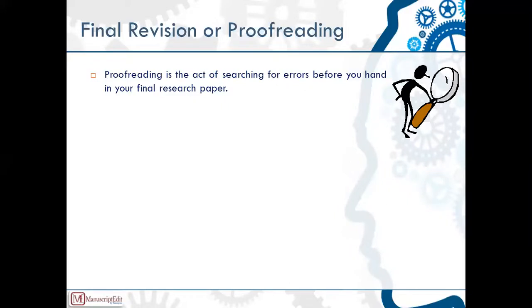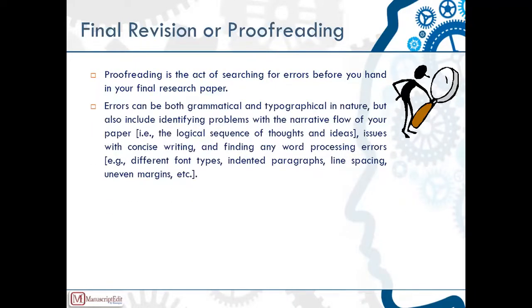So once you have written the first draft of your paper, the next step is to proofread it. And proofreading is the act of searching for errors before you hand in your paper. Now, the different errors can be both grammatical and typographical in nature, but you also include identifying problems, like you see if the flow of your paper is in logical sequence or not. And you also see if the font types, indented paragraphs, line spacing, uneven margins are properly done or not.